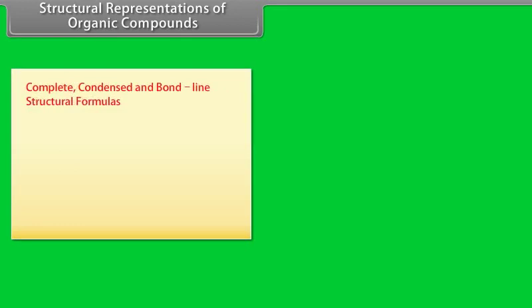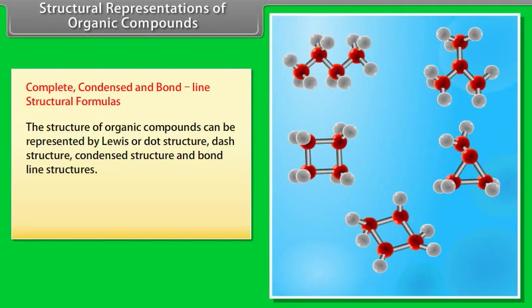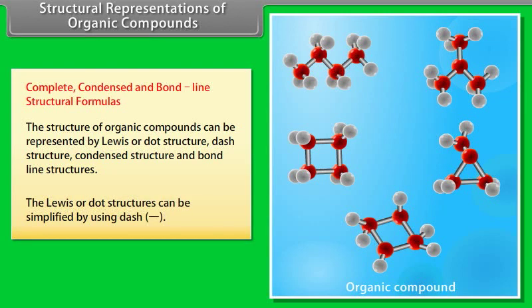Structural representations of organic compounds. Complete, condensed and bond line structural formulas. The structure of organic compounds can be represented by Lewis or dot structure, dash structure, condensed structure and bond line structures. The Lewis or dot structures can be simplified by using dashes.